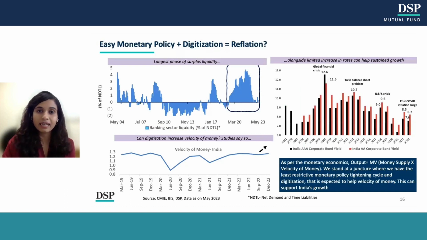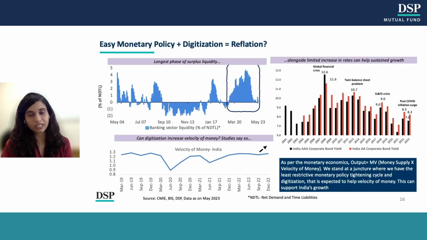The Indian economy is being helped by the least constructive monetary policy ever. So even with the RBI increasing the interest rates, we have surplus liquidity. The rates today are nowhere close to the peak of past cycles, such as the financial crisis or twin balance sheets, etc. The velocity of money could go up with digitization coming in. All in all, the monetary side of the system is helping India bounce back on growth.